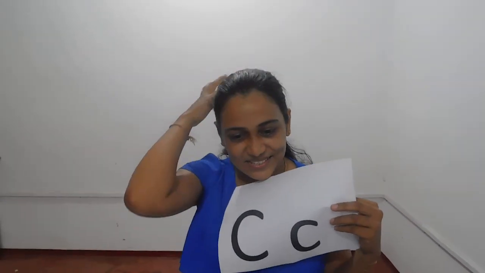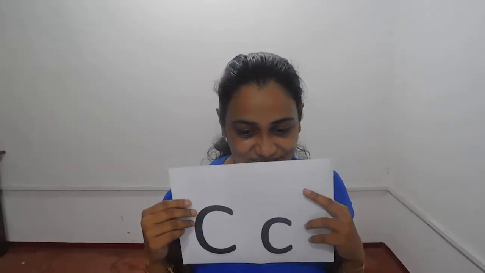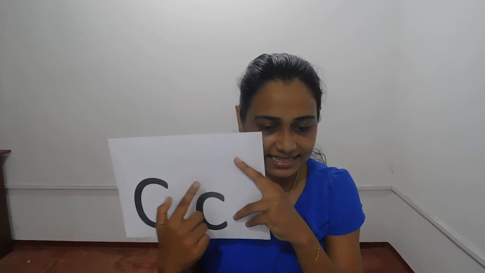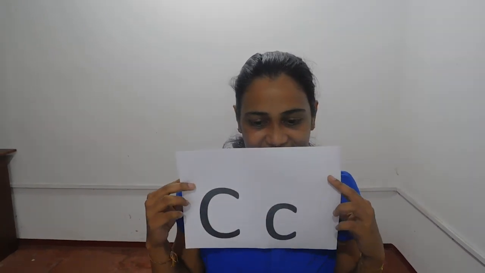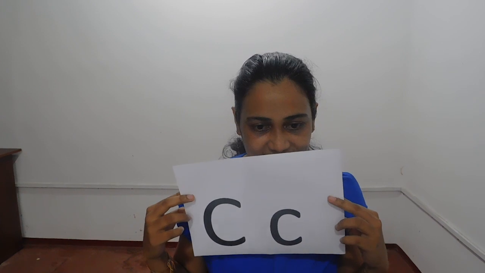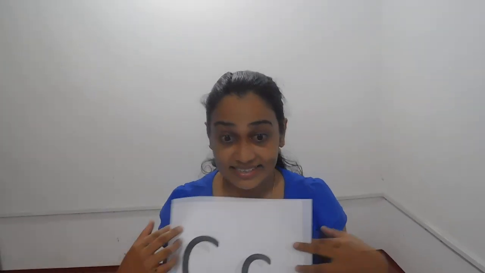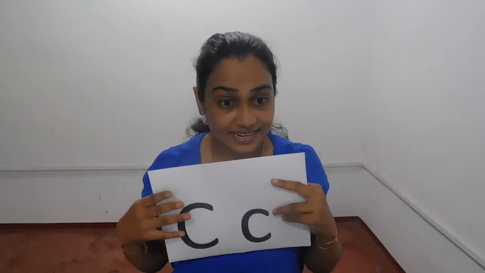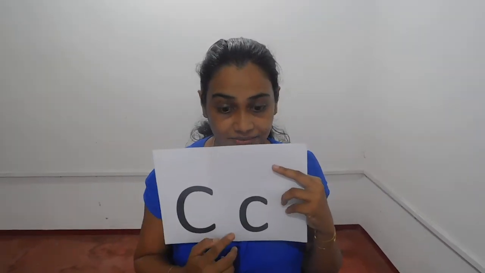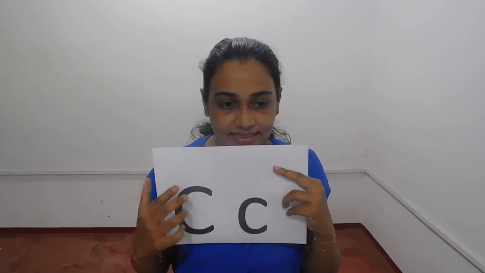Kids, now remove your face. Listen to me. Where is this letter? This is a letter C. It sounds uk. Real sound uk. Uk, uk, uk. But in our step we call it k, k, k. Yes. Now we are going to trace this letter.